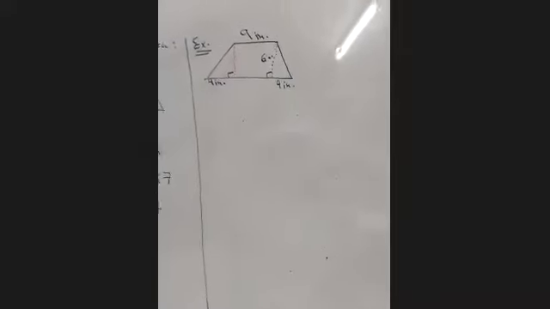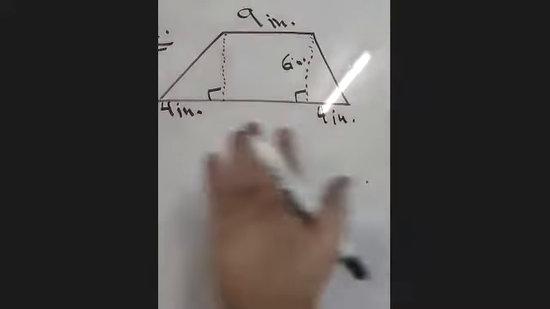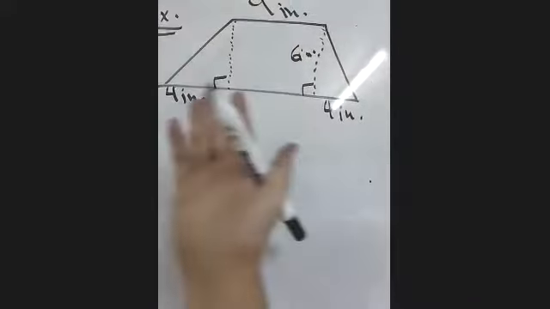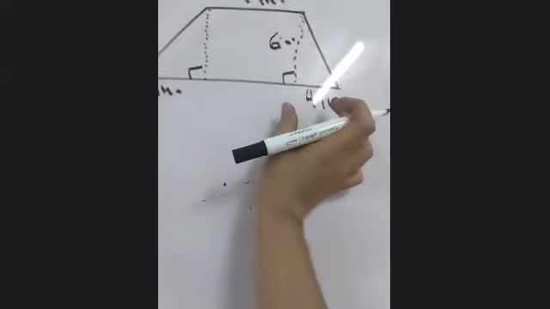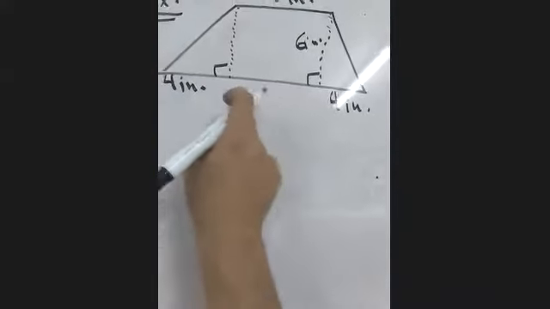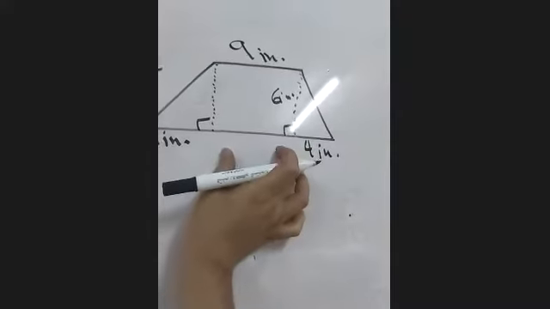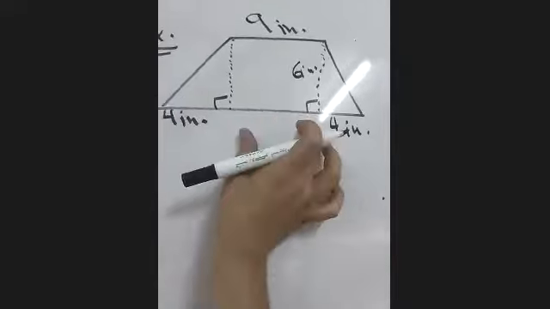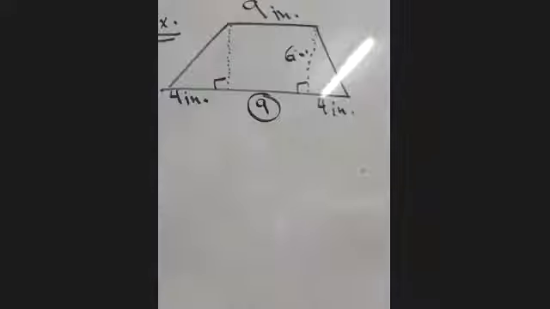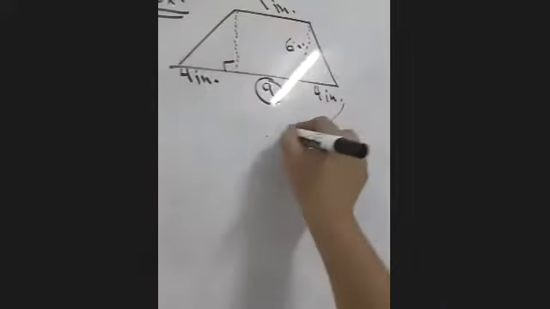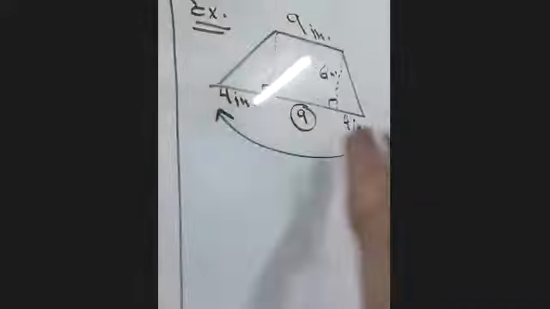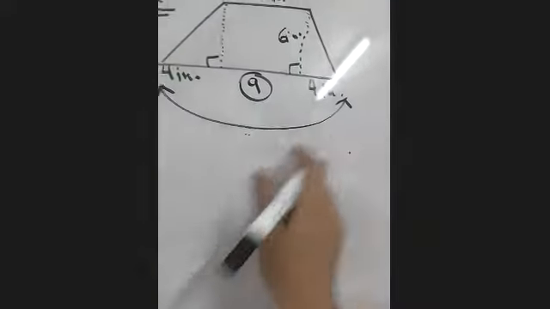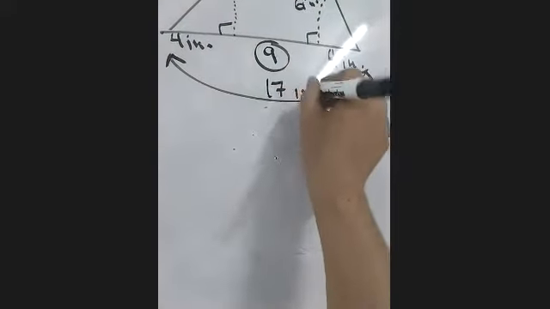Now, they want the area. To find the area, I need the 2 bases. Base 1, base 2. Base 2 is given, but base 1 is not given whole. It's given by parts. This part 4, this part 4. This part is missing, but this part is equal to this part. So this part should be 9. Now the whole piece together should be 4 plus 9 plus 4. 8 plus 9, it is 17 inch.